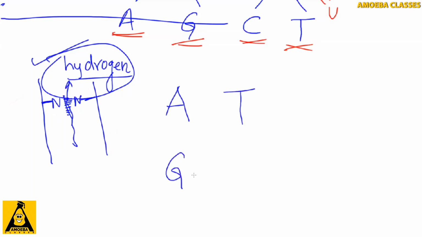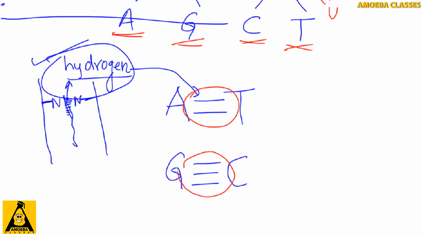Guanine always pairs with cytosine. Adenine always pairs with thymine by a double hydrogen bond, and guanine pairs with cytosine by triple hydrogen bonds. This is the double hydrogen bond, and this is the triple hydrogen bond. Make sure to remember adenine double bond T, G triple bond C, and these bonds are hydrogen bonds.